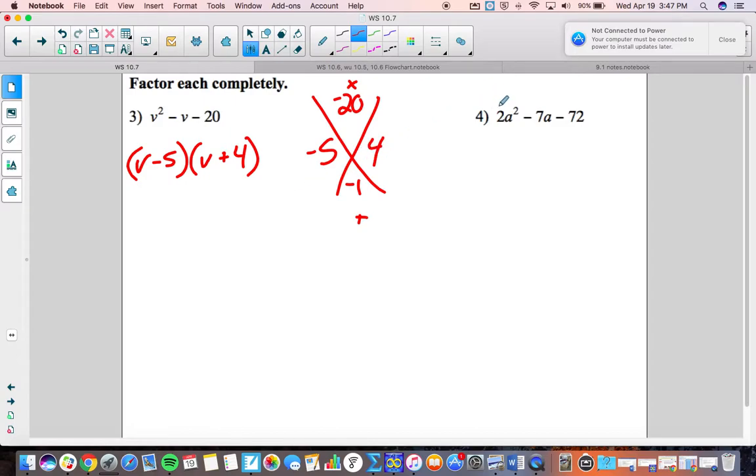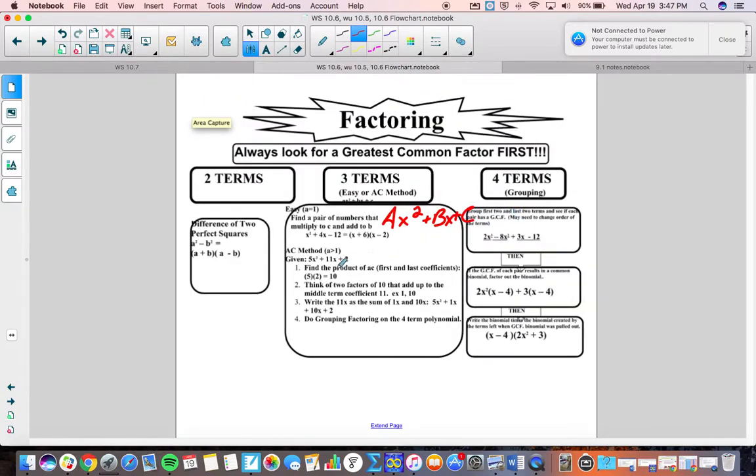Number 4. Is there a GCF, first of all? This one doesn't have an A, so I can't factor out a variable. And I can't think of a number that goes into 2 and 7 and 72. So there's 3 terms, but my coefficient of the squared term is greater than 1. So I'm going to have to do this other method where I multiply A times C, and that's what's going to go on the top of my diamond.